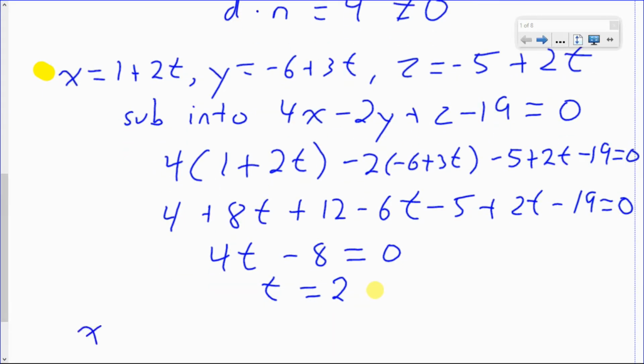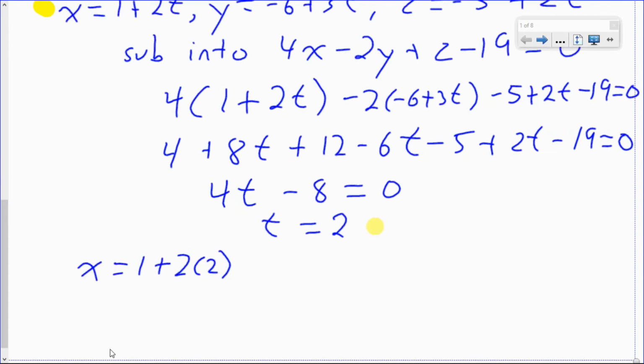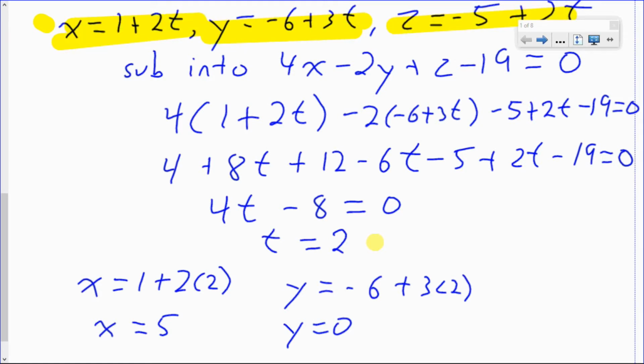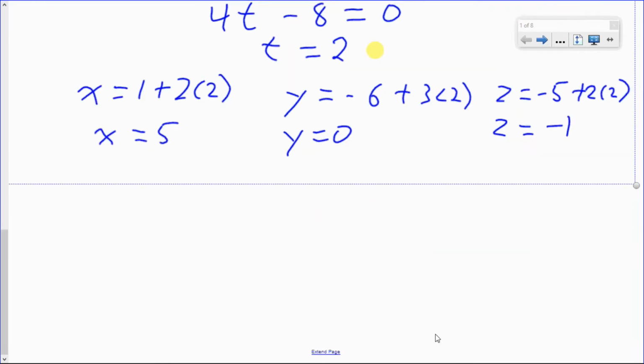So x equals 1 plus 2 times 2. I get x equals 5 there. Y will be negative 6 plus 3 times 2, which is 0. I'm just getting that from this equation right here, right? I'm using these parametric equations right now. And my last one, z equals negative 5 plus 2 times 2. Z is equal to negative 1. And so I have a point of intersection here, and that's my solution right there: 5, 0, negative 1.